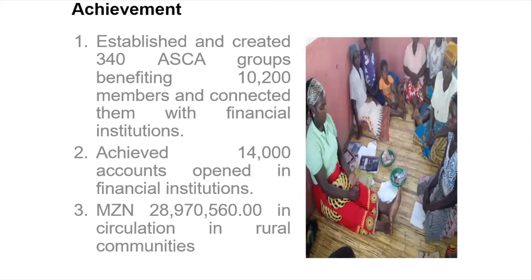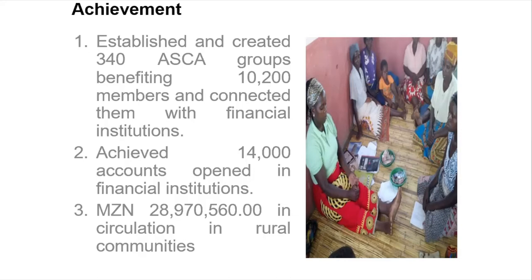Until now, we as the agency have supported over 340 groups that benefit over 10,000 people. And all these groups have been linked to banks. They have accounts. Outside of that, there are also individuals that have also been assisted, and they also have accounts. They are doing their business. They move money, they use money, they deposit money. They use the account in this sense.